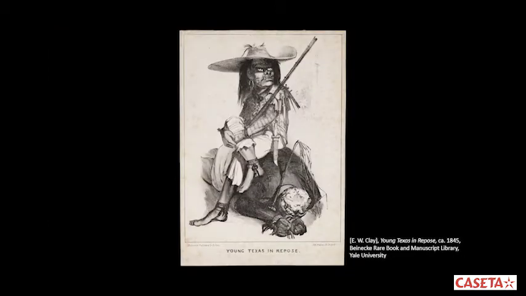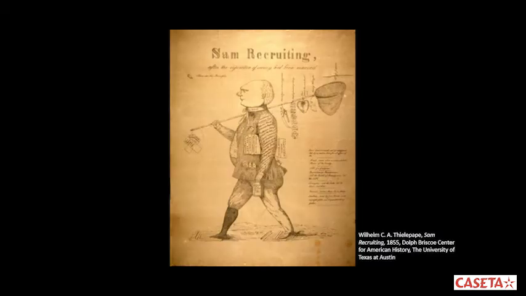This is another image coming from about the same time, 1845 or 1846, young Texas in repose. At a glance, you think this is a bale of cotton, but you very quickly realize that it's a slave who is handcuffed. Not a very pretty image at all.